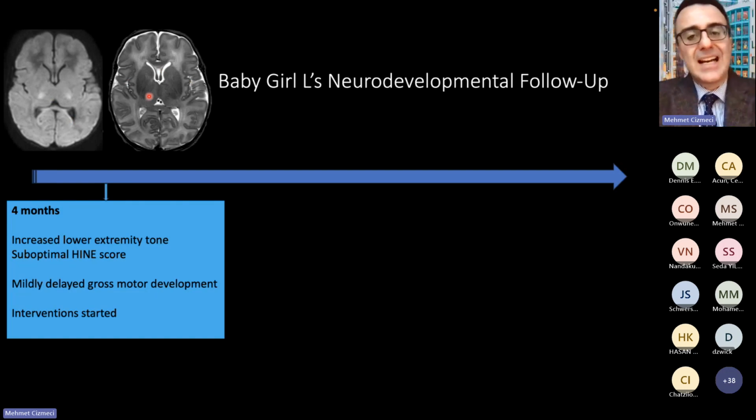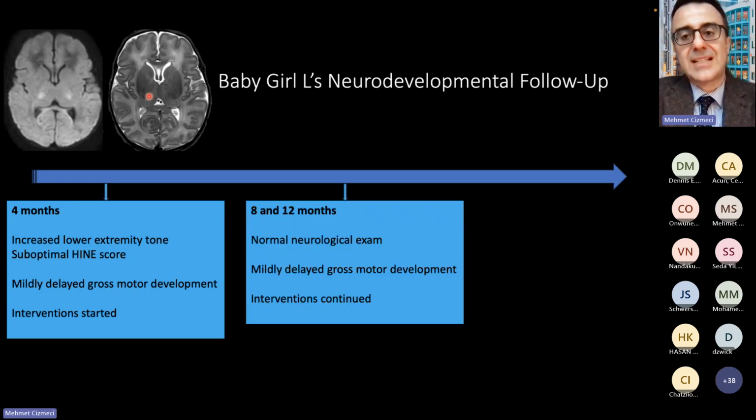At 4 months, baby girl L had increased lower extremity tone, and this was something we were anticipating. And the baby's HINE score was suboptimal. So we did some developmental coaching for this baby. And then at 4 months, our assessment showed us that the baby was, from a gross motor perspective, mildly delayed. So we started early interventions. Occupational and physiotherapy services started in a timely manner for this baby.